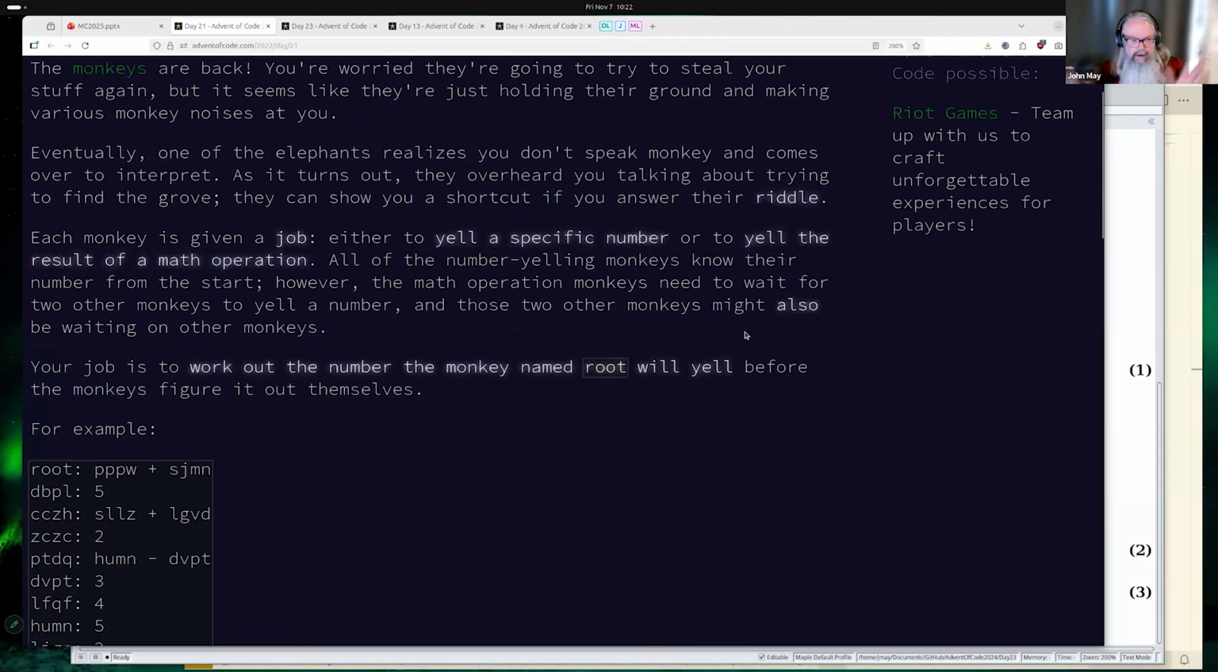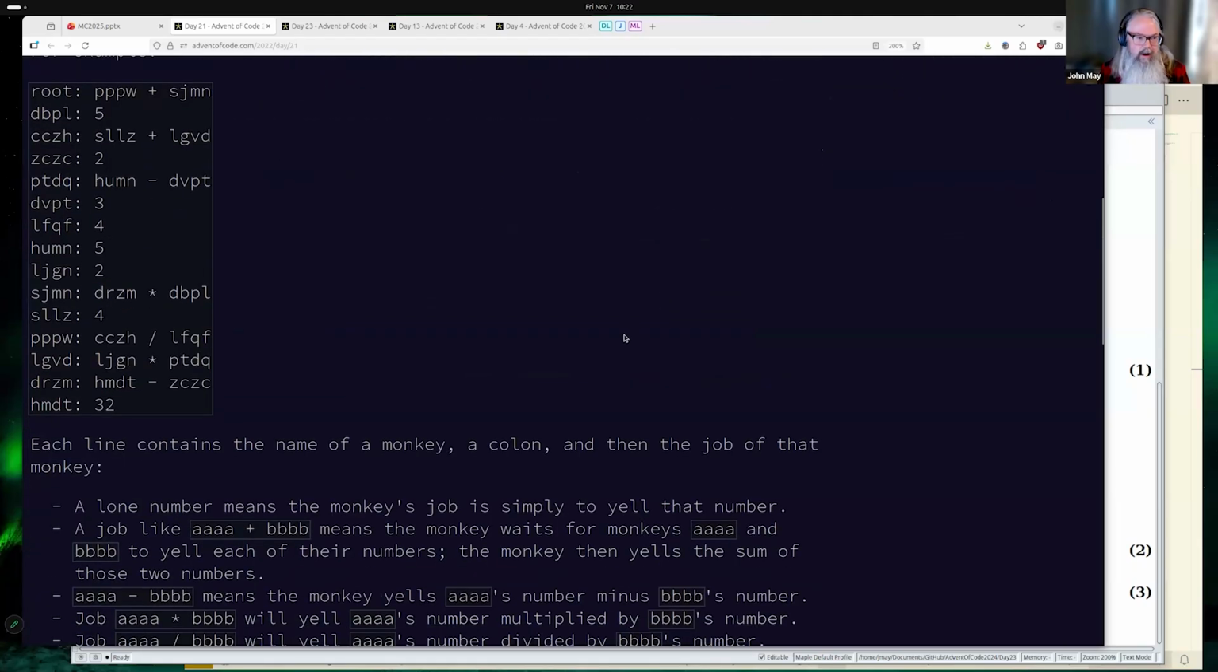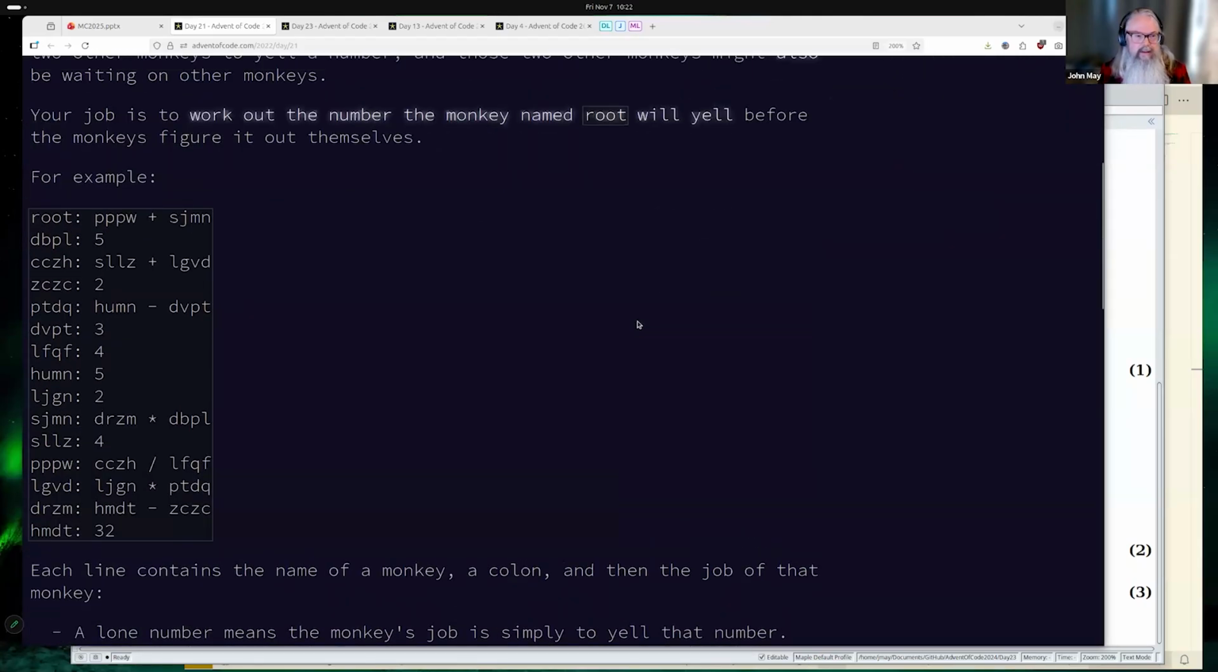This is a weird problem. There's always a weird story. So here you're in the jungle. There's a bunch of monkeys. The monkeys are yelling weird things. So you want to find out what the monkey named Root is going to yell.